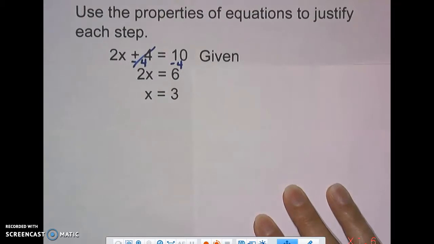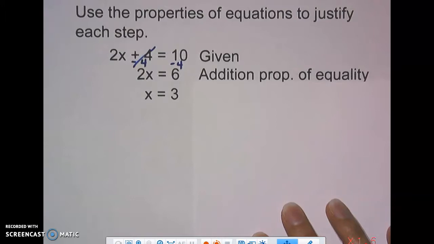So you would want to say subtraction property, but remember, there's no subtraction property of equality. So that is the addition property of equality.